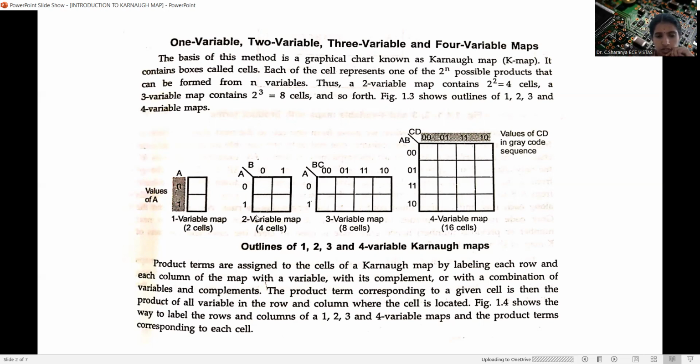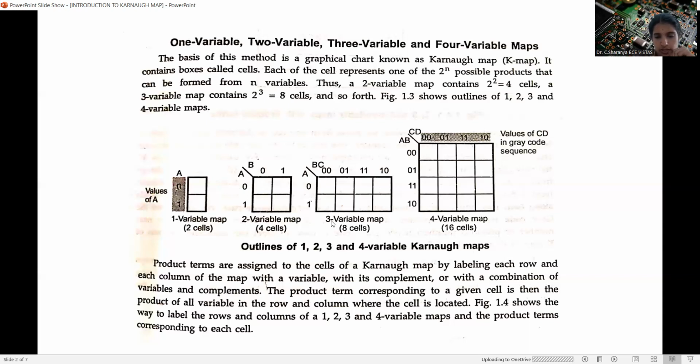Again here, two variables, so 2 power of n, 2 power of 2, which is 4 cells. So these are the 4 cells and the two variables are A and B. A will have two combinations, which are A bar and A. Similarly, B will have two combinations, which are B bar and B. So 0 and 1 for A value and 0 and 1 for B value.